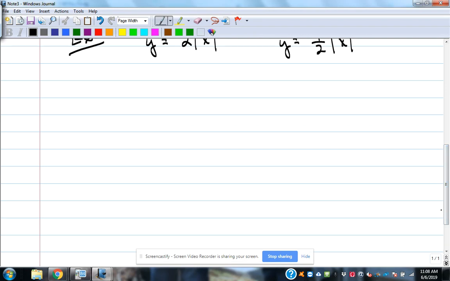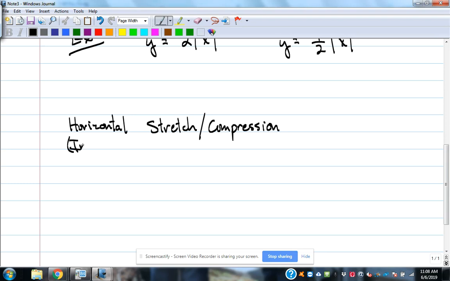Let's talk about horizontal stretch and compressions. Horizontal stretch, compression, or shrink, whichever way you want to talk about it. Horizontal things happen on the inside. Okay, that's what you gotta think about. Horizontal things happen on the inside. Vertical things happen on the outside. Horizontal things happen on the inside.